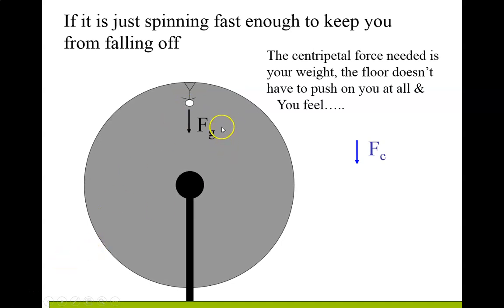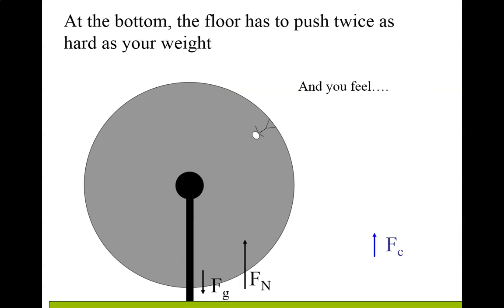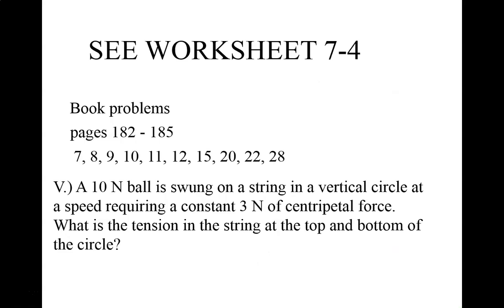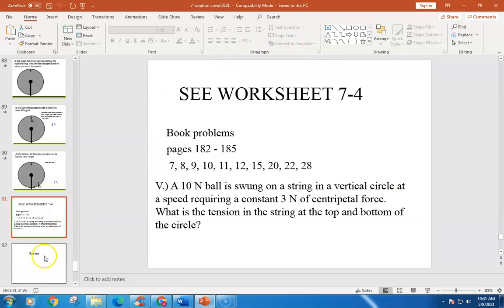Now, if you spin the slowest that you can possibly go, where the centripetal force is equal to your weight, at the very top there's no force needed. There's no tension force or normal force needed. You're in free fall, and you would feel weightless. And at the bottom, though, you feel very heavy. Okay, that is that for that.